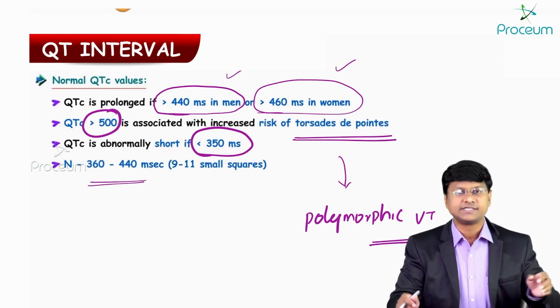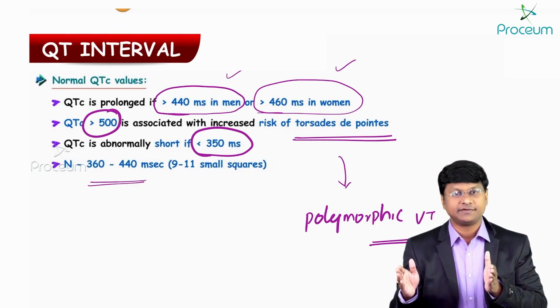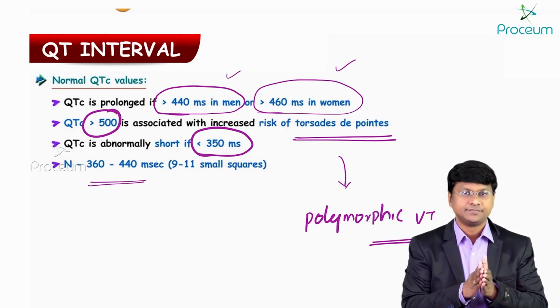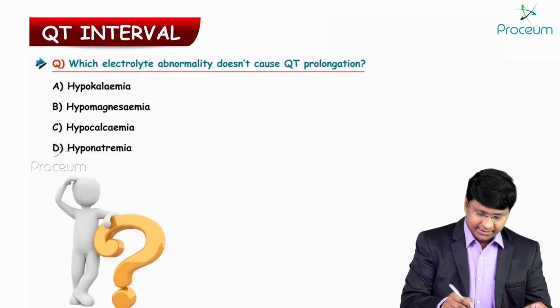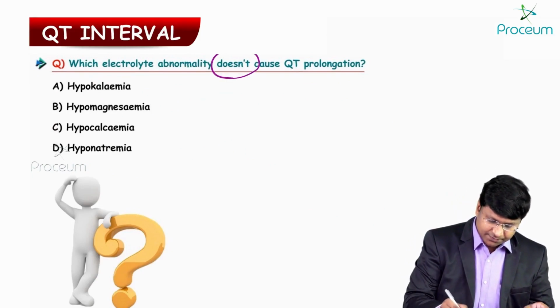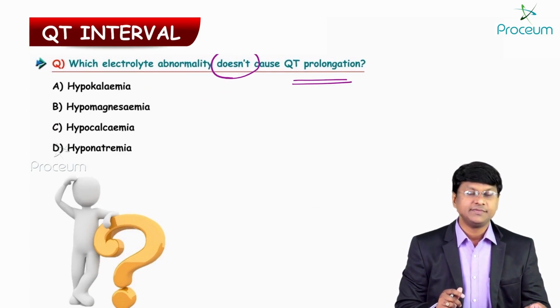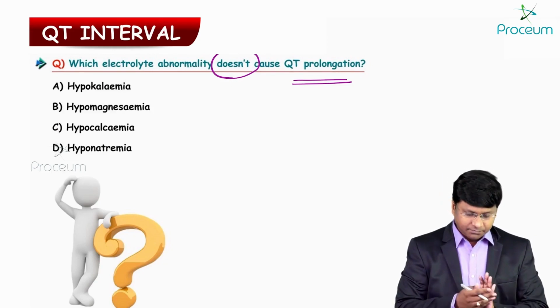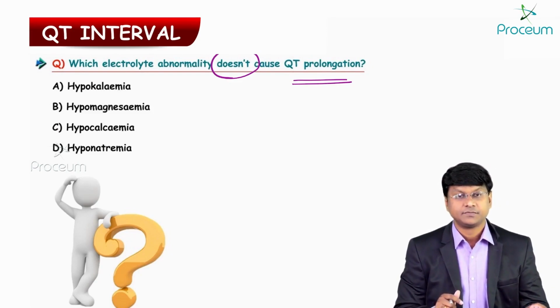Now let me discuss the clinical scenarios where you have the prolonged QT interval and the clinical scenarios where you have short QT interval. Now you see a question: which electrolyte abnormality does not cause the QT prolongation? The options are hypokalemia, hypomagnesemia, hypocalcemia and hyponatremia. So the question is, does not cause QT prolongation.